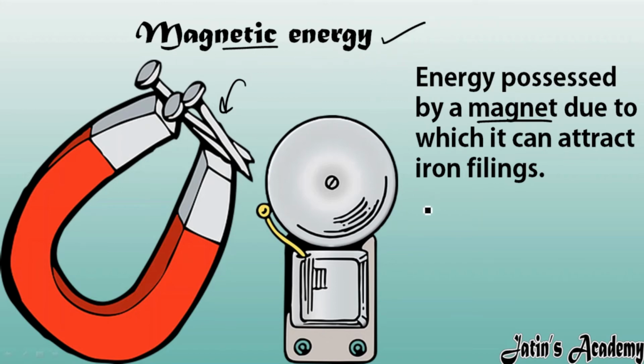In a similar manner, the electric bell is also having magnetic energy. Its construction and working you will study in the next chapters. I will teach you there. But yes, I will tell you, in the electrical bell also we are having a magnet stored in it. Due to its magnet, this gong is going to strike on this circular path, and we are going to listen to the ringing of a bell. Fine. So this energy when possessed by a magnet is known as magnetic energy.